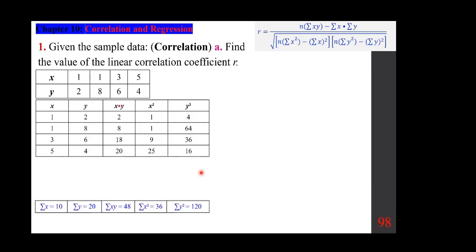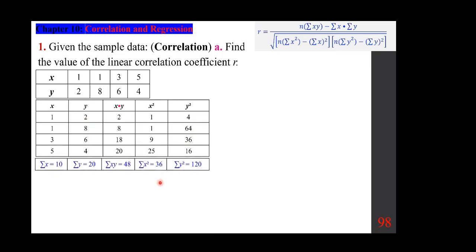Now we need to add them up, so we add the following row. This is summation of X, summation of Y, summation of XY, summation of X squared, summation of Y squared. Now, if we go to this formula, all we have to do is plug in. N is 4 because we have 4 pieces of data. Okay, 1, 2, 3, 4. And then summation of XY, you get it from here. Summation of X, summation of Y. So plug in everything and do the math.